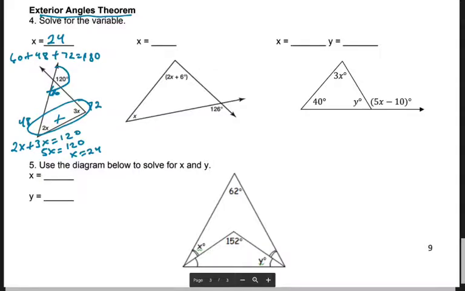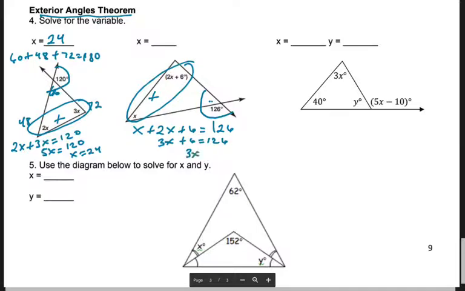All right, on the next one, again, this is an exterior angle because it forms a linear pair with that interior angle right there. So these two remote interior angles will add up to equal that exterior angle. So that's the equation I'm going to set up. So 3x plus 6 equals 126. Subtract 6 and then divide by 3. I get that x equals 40.